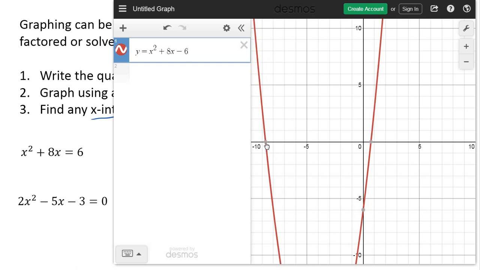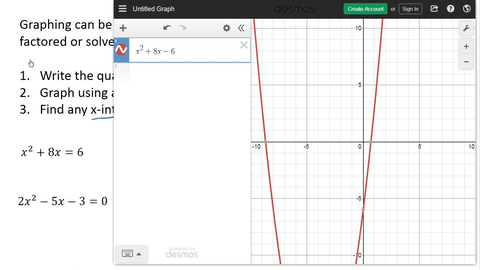And what I'm looking for are these x-intercepts. Notice there's one, and there's one. It'll actually come up, show them to you really nicely. Now let me just show you as well, if you want to save time, I don't need that y equals when you use Desmos, okay? So they're right there. Let me write my solutions.